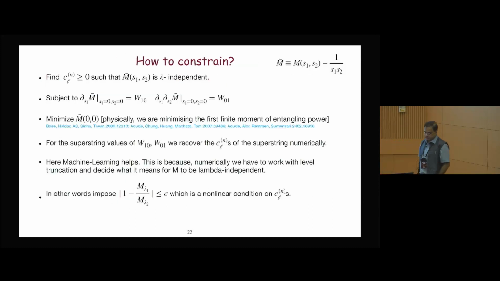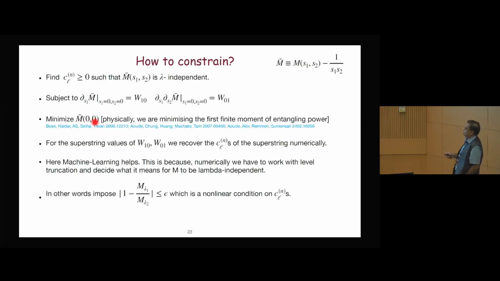How do we constrain? We are going to constrain a little differently than what is done in the literature. This is our bootstrap problem. First of all, we are going to subtract off the massless pole and call this amplitude M bar. We are going to fix some low energy Wilson coefficients. This is going to be the coefficient of S1 plus S2, and this is going to be the coefficient of S1 S2. And what we're going to minimize is M bar 0, 0.